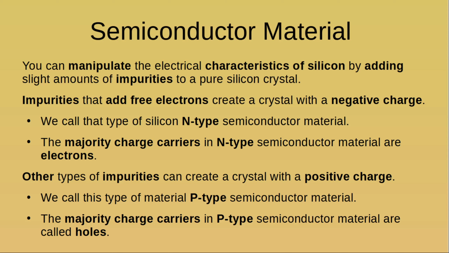Holes are not physical, they're just outer shells that are missing an electron, but they can accept an electron. And when you fill the hole, another hole pops up somewhere else. So they have an apparent movement in the opposite direction of the electrons.